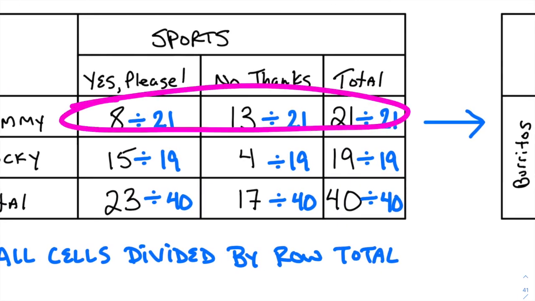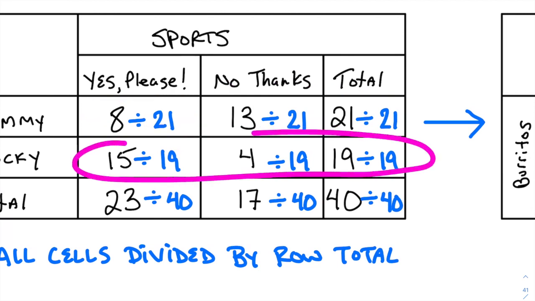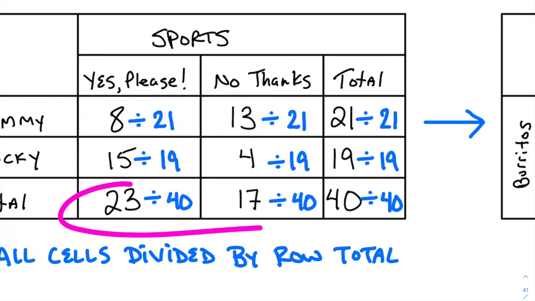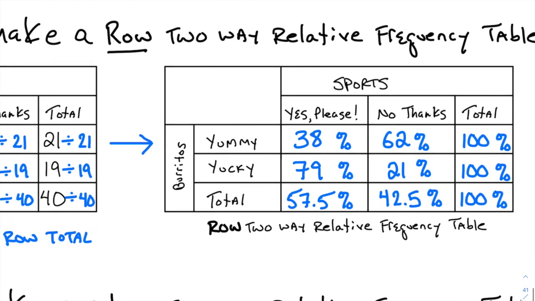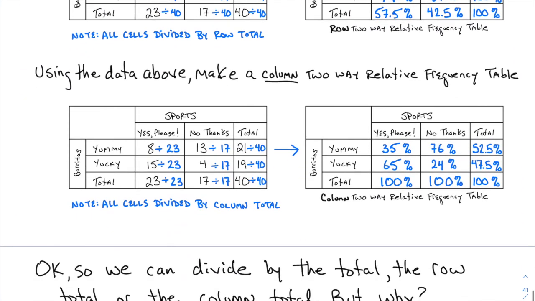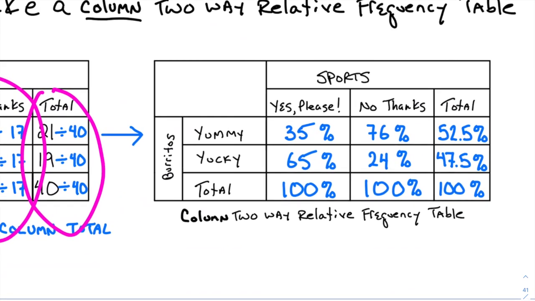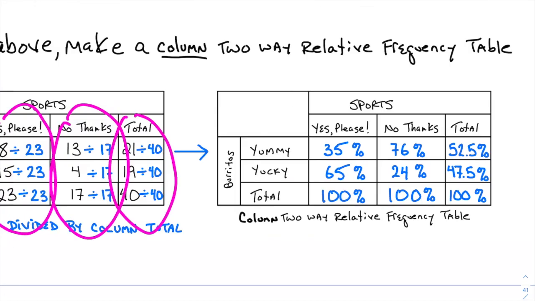I divide the top one all by 21. I divide the middle one all by 19, because that's its total, and I divide the bottom one all by 40. I think you're seeing a trend here, and then once again, I write in my percentages. Shouldn't surprise you that if we deal with the last one, which is column, look at this. We're dividing by the column totals, 23, 17, or 40. And again, writing in your percentages.